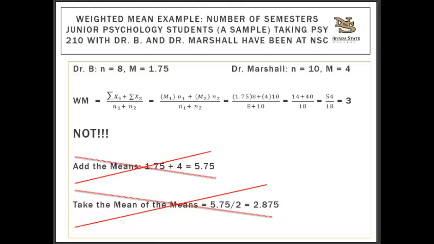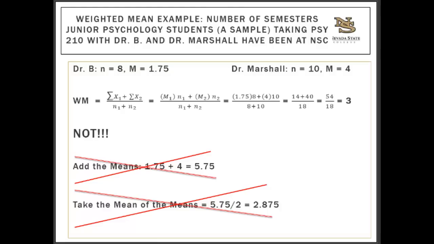So you just replace these variables with the values. The mean for my class was a 1.75, so M1 becomes 1.75. The sample size for my class is 8, so N1 becomes 8. The mean for Dr. Marshall's class was 4, so M2 becomes 4. And the sample size for Dr. Marshall's class was 10, so N2 becomes 10. And then in the denominator, N1, my class, there's 8 students. N2, Dr. Marshall's class, there was 10 students.